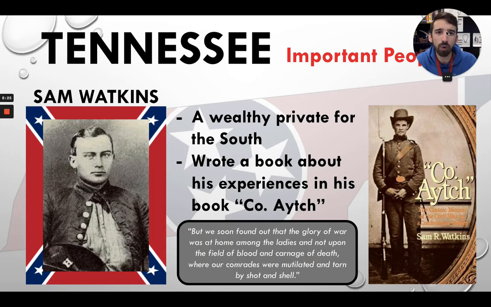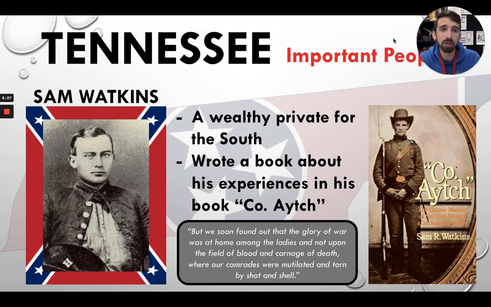Now let's talk about some important people. That word, that's people. Let's talk about some important people from Tennessee. We're just going to go through a bunch of them. Sam Watkins is the first guy I want you to know. Behind him here, this is the Confederate battle flag. So that lets us know he's on the side of the Confederacy. He's a Confederate. Sam Watkins was a wealthy private for the South, which means he's just a low-ranking soldier. And he writes a book about his experiences called Company H, which was the name of his unit. It was H Company, and so he spelled it out there.